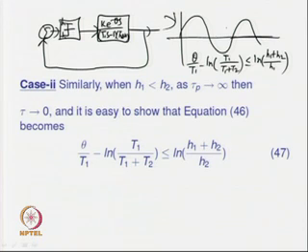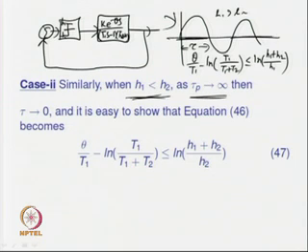Now, when h 1 is greater than h 2, this span will be more than this span, as I have repetitively told. So, this tau will be the larger span. Similarly, when h 1 is less than h 2, then also we will obtain tau as a large number.